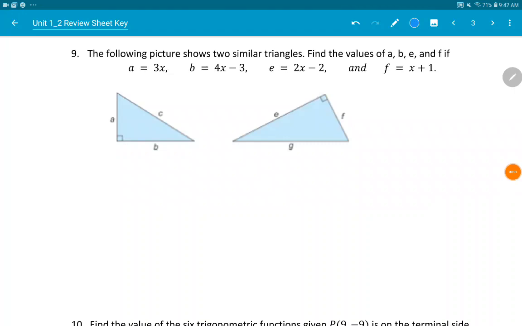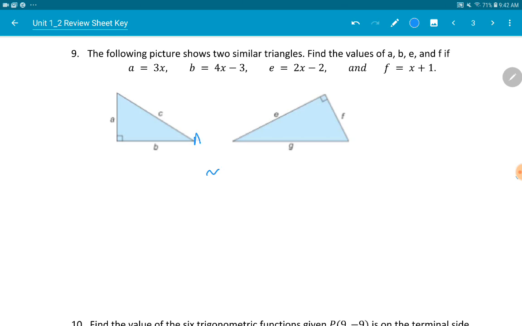Okay, from the test review sheet for the first test, Unit 1 and 2, for number 9, the following picture shows two similar triangles. We need to find the values of A, B, E, and F if we've been given these parameters. So we need to match up our similar parts. So I have two similar triangles here, triangle ABC and EFG.